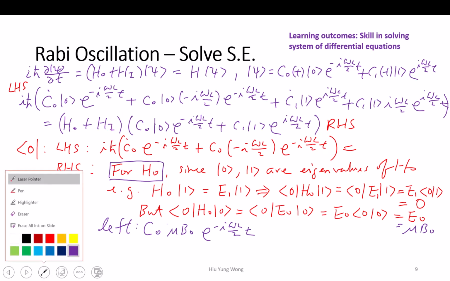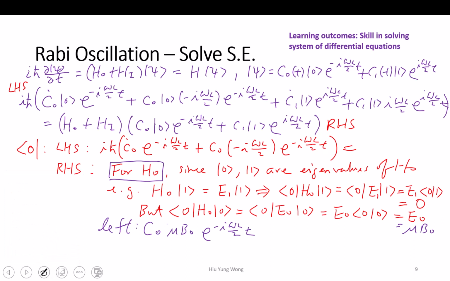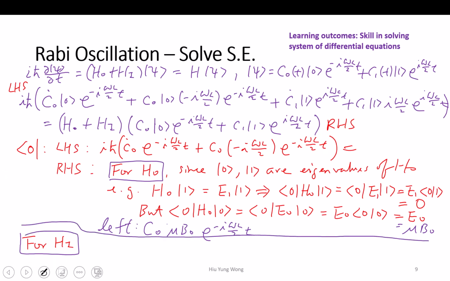Okay, we still have the H1 term. How about the H1 term? This is a little bit complicated. For HI, not H1, I'm sorry, for HI, right? For HI, what is left? For HI, what we are doing is that we are seeing this thing. We have two terms. We have 0, HI, 0, and 0, HI, 1.